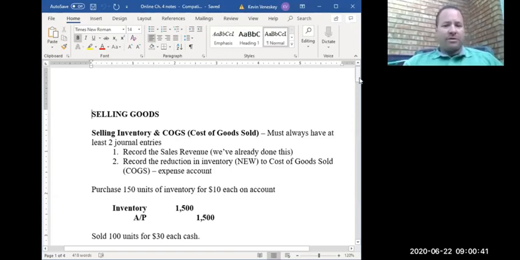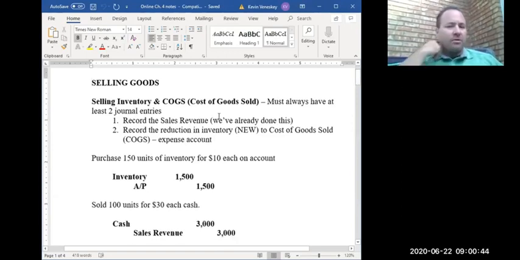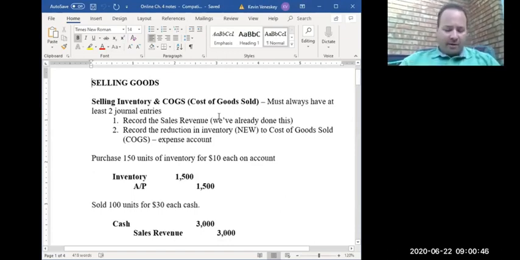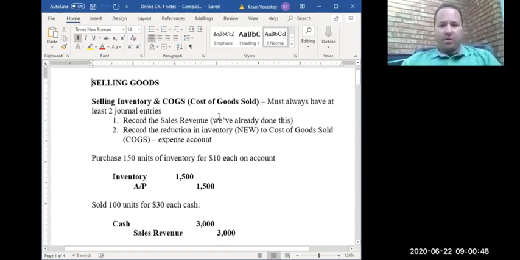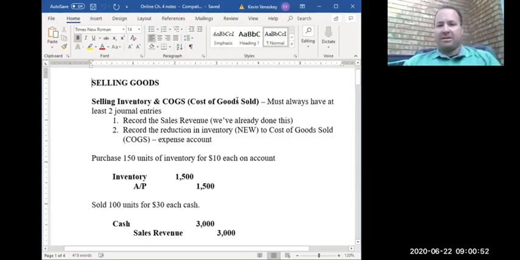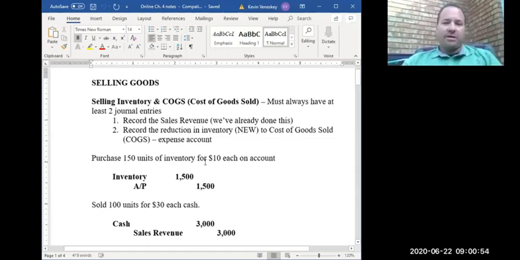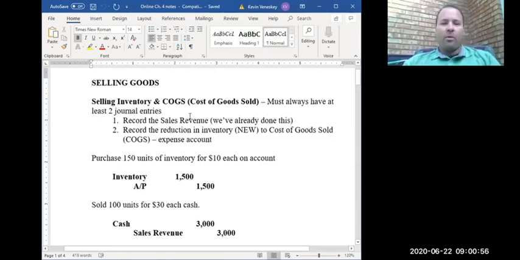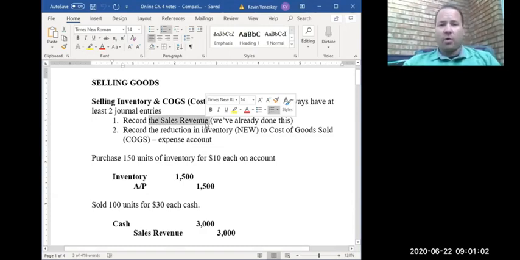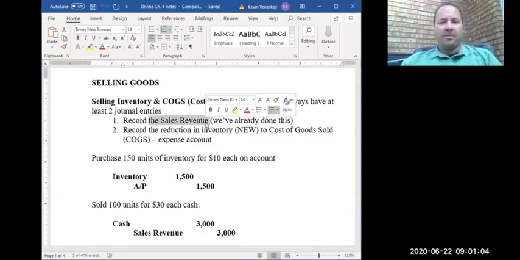And when we sell goods, first thing here on my notes is we're going to have at least 2 journal entries whenever we sell anything that is product-based. The first journal entry is going to be just like we've always done. We're going to record the sales revenue. So our debit is going to be either cash or accounts receivable, and our credit being sales revenue.